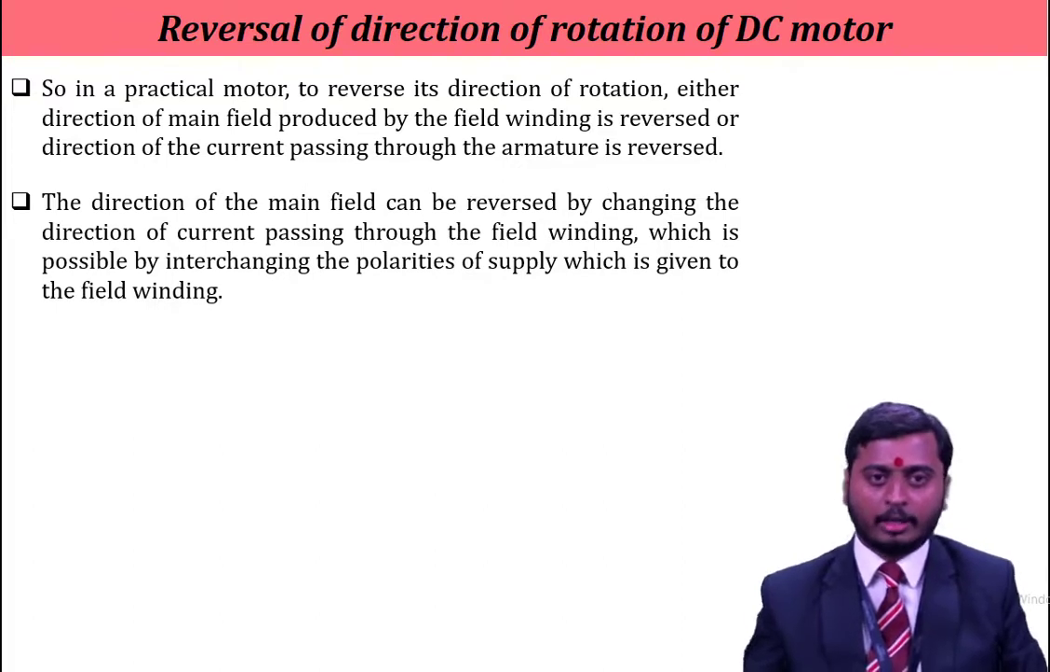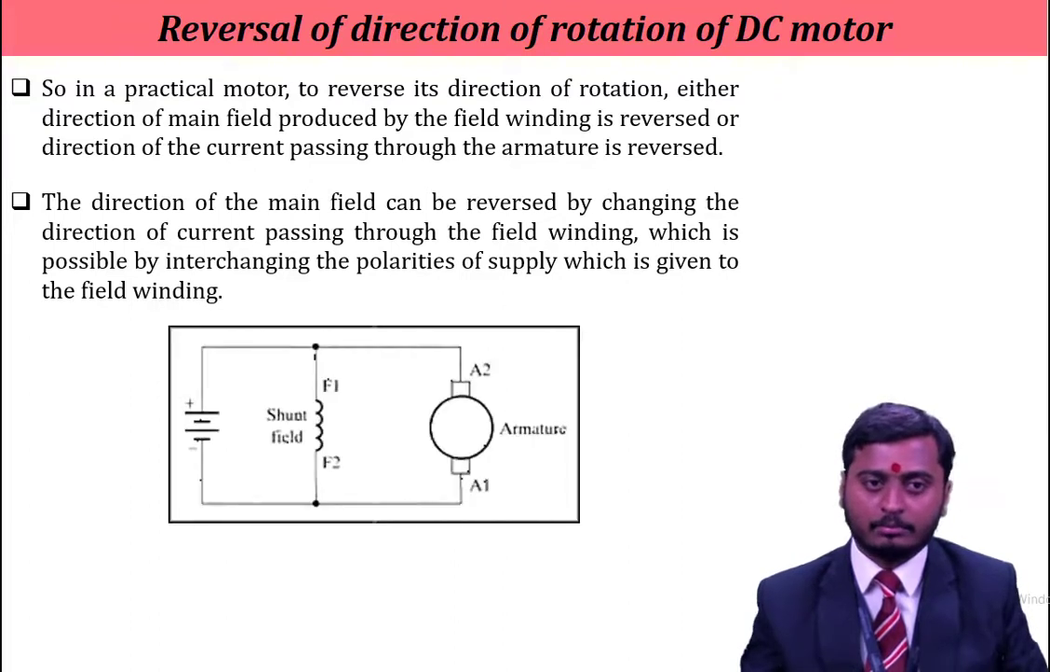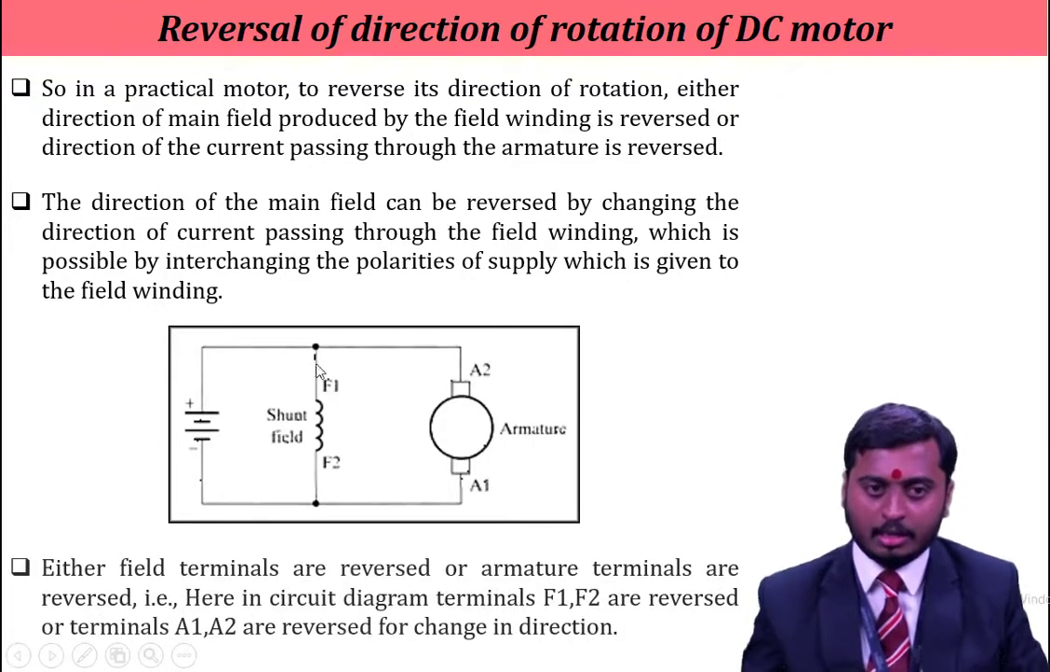We know that whatever field is generated in the main field is because of the current only, that is the current which flows through the field winding. So if we change the direction of the field winding current, then obviously we can change the direction of the main field, which is possible by interchanging the polarities of the supply given to the field winding. Now let's see this diagram here. F1 and F2 are the field winding connections. A2 and A1 are the armature connections. Now either the field terminals are reversed or the armature terminals are reversed.